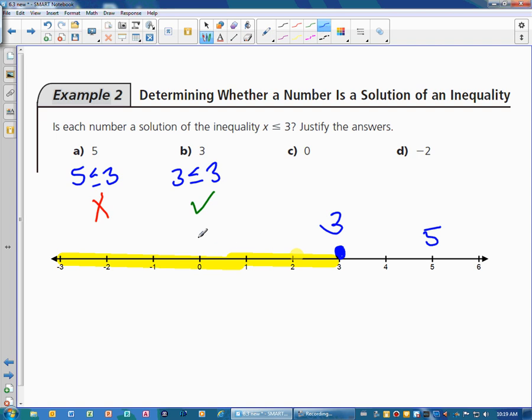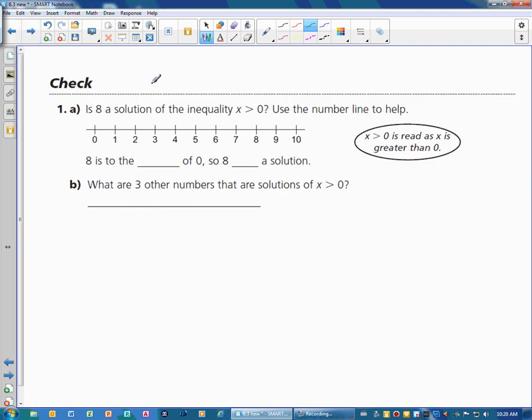Okay, 0's right here. Is 0 less than or equal to 3? Sure is. You betcha. And negative 2. Is negative 2 less than or equal to 3? Negative 2's down here, and absolutely. Negative 2 is less than or equal to 3. So sometimes a number line helps you to visualize. So here's the check. Have a go with this, and then come back and let's see if you got it right.